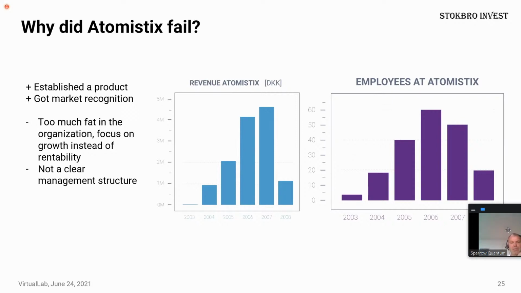And one of the things was there was not a clear management structure. So in Atomistics, we had VCs, and in the beginning it was fine because they let us run the company. But once they started to want to micromanage things, then things went really wrong, because then nobody knows who really has the leadership and who we should listen to, and it's not really clear what should be done.